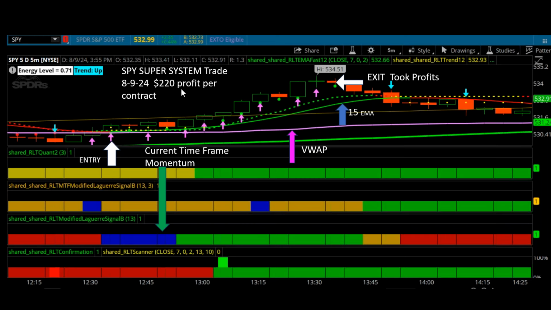That's a lot. Most of our SPY super system trades, especially when the market's choppy like it is now, are typically somewhere between $70 and $120 a contract profit. That's about what we're getting right now. Sometimes 40, sometimes 30 if it's really choppy. But this was a good one for 220.